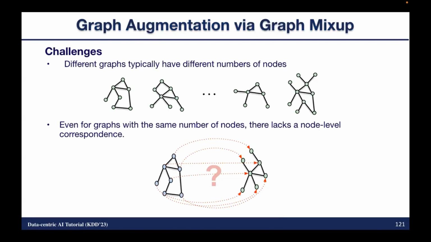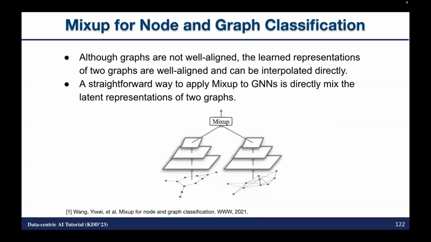The challenge in this task is that we want to do the augmentation at the graph level for graph data. One kind of graph augmentation method is mix-up. That is, we want to generate new graph data from the original graphs by combining them together. But a graph is not like an image. It's very hard to align and combine, because they have different numbers of nodes. And even if the graphs have the same number of nodes, it's very hard to align these two graphs because there is no node-level correspondence. So how can we mitigate this challenge?